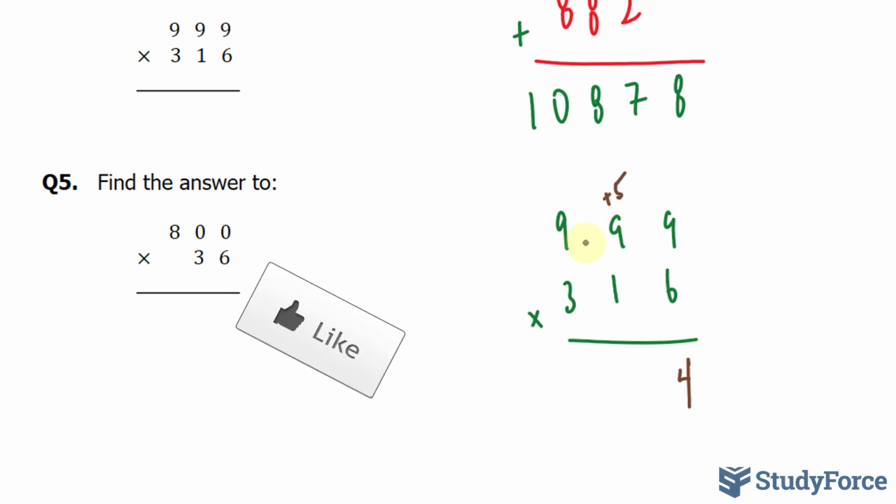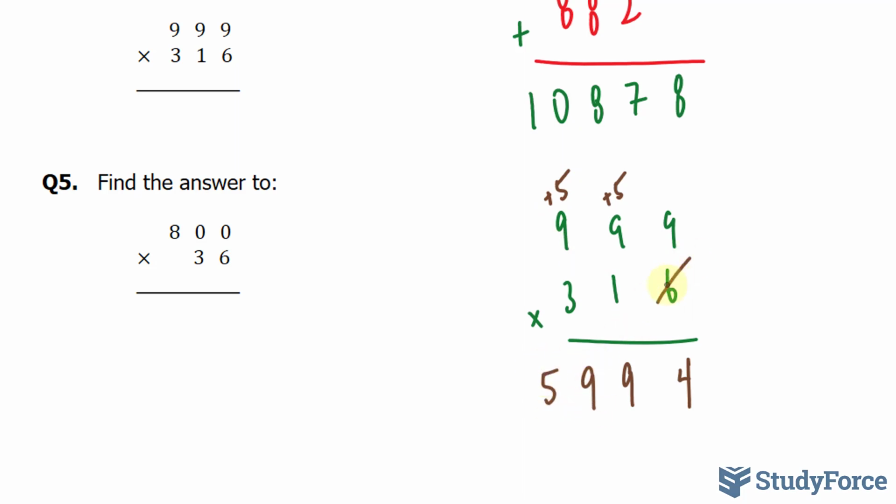6 times 9 is 54 again. Plus 5 is 59. Plus 5. 6 times 9 is 54. Plus 5 is 59. This first part is done. 1 times 9 is 9. And instead of placing it over here, we'll place it over here. 1 times 9 is 9, and 9 again. Finally, we move on to 3.